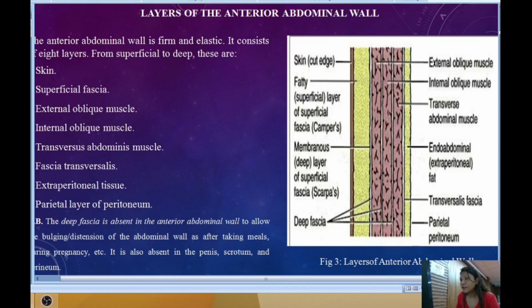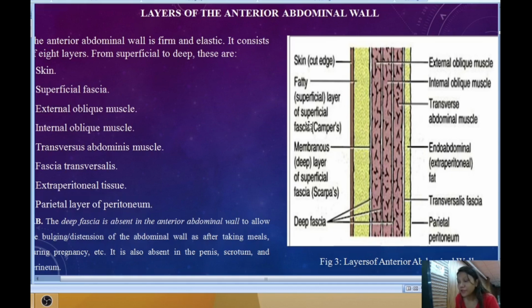Just repeat after me, everyone. What is the first layer in the anterior abdominal wall? First layer, skin. Second layer is the superficial fascia. What are the two layers of superficial fascia? We have this yellow part, the superficial fatty and the deep membranous layer.